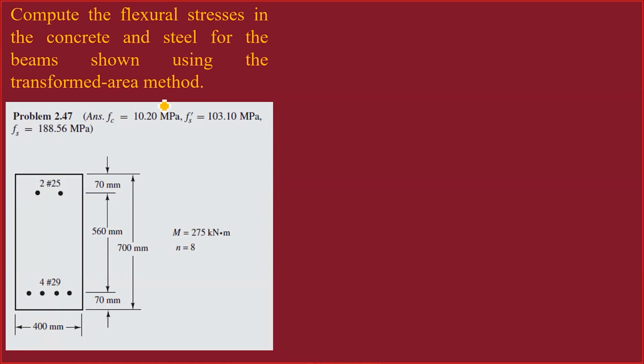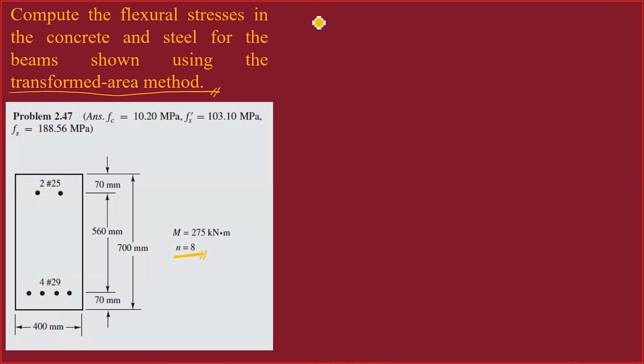Take note that we will use the transformed area method. This means all the steel, both the steel in compression and the steel in tension, are now transformed into its equivalent area in concrete. To locate the neutral axis, you have to find the equivalent area of steel in concrete, given the modular ratio.